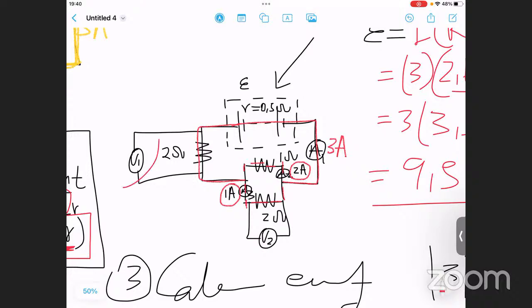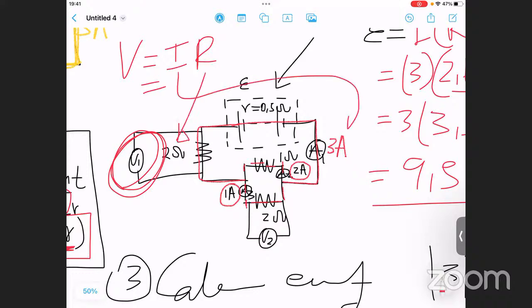So now, for example, if they want you to calculate the reading on V1, you know the formula for calculating V, it equals IR. So the R is that one of 2, and the I is that same one of 3, because 3 is the one passing there. Again, for V2, same thing.